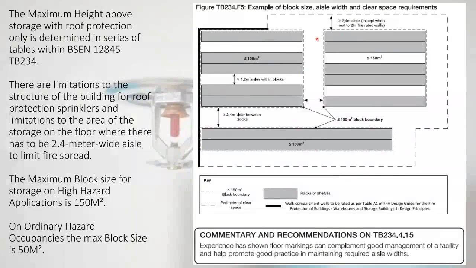And that's TB234 figure 5. I'll just run through that now. The maximum height above the storage and roof protection is determined in a series of tables, TB234. There are limitations to the structure of the buildings for roof protection sprinklers, limitations to the area of the storage and the floor, where there has to be a 2.4 metre wall height to limit fire spread. The maximum block sizes for store and high hazard applications is 150, for ordinary it's 50. So between each block you need to have 2.4 metres as a fire break and 2.4 metres of a combustible wall.